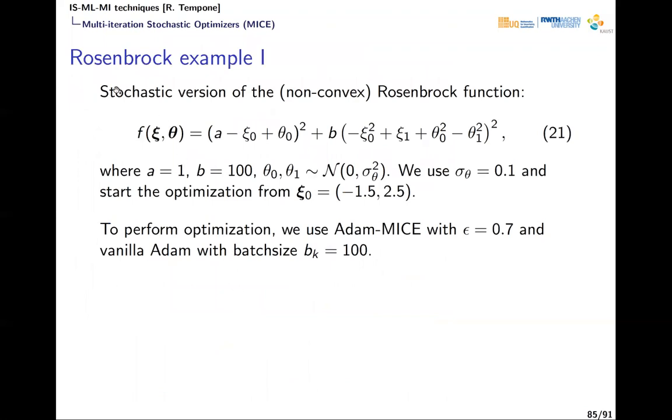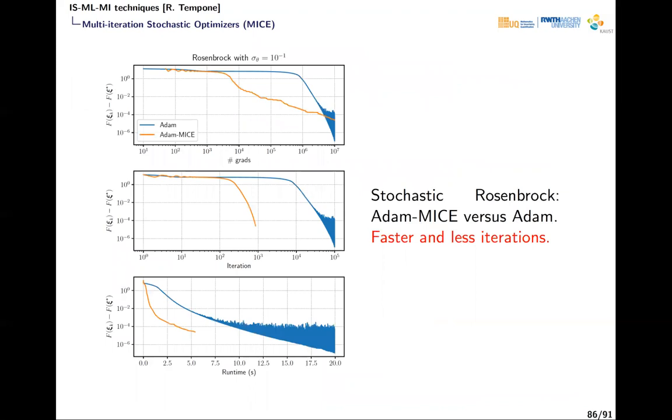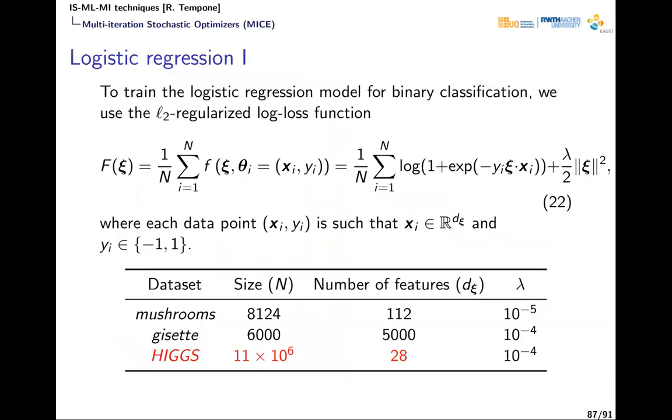If you go to non-convex examples like the Rosenbrock function, this method still works well and even competes with Adam in that context. In fact, we really are using Adam as well, because we combine Adam with this multi-iteration stochastic optimizer based on the MICE estimator, and we obtain, again, interesting savings in computational time and evaluation of gradients to achieve a certain tolerance.